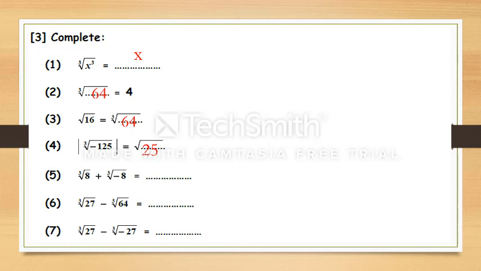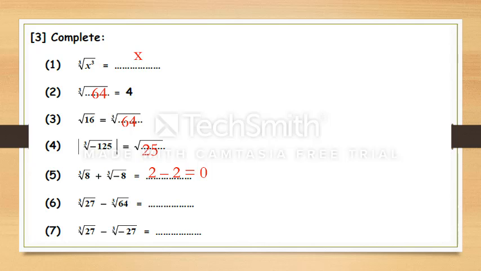Number 5, the cube root of 8 plus the cube root of negative 8. The cube root of 8, we get 2, plus the cube root of minus 8, we get minus 2. So positive 2 plus negative 2 equals 0.